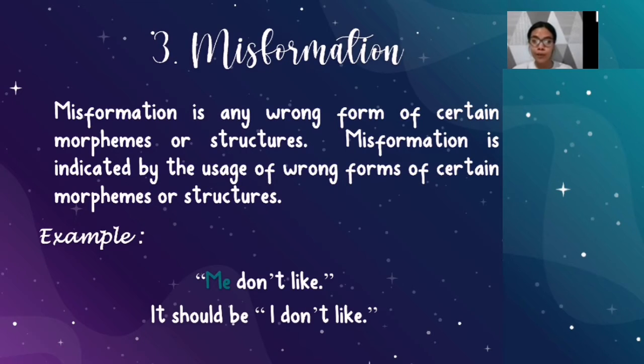My name is Clea Agustina and I want to explain about misformation. Misformation is characterized by the use of morphemes or faulty structures. This form of error also has 3 types of error, that is, regulations, archiforms, and alternative forms.